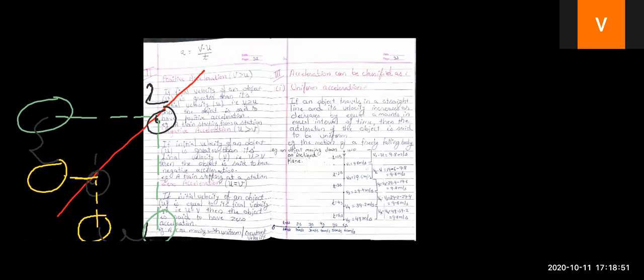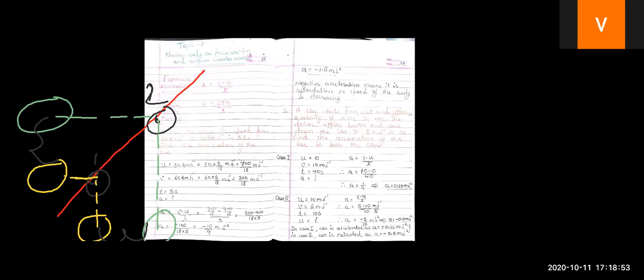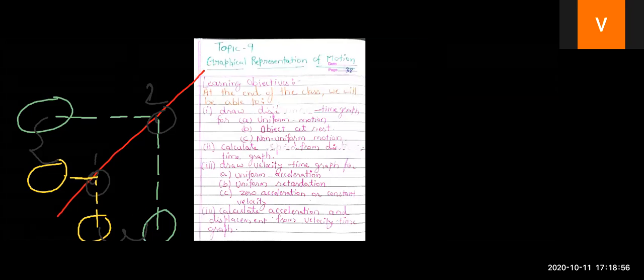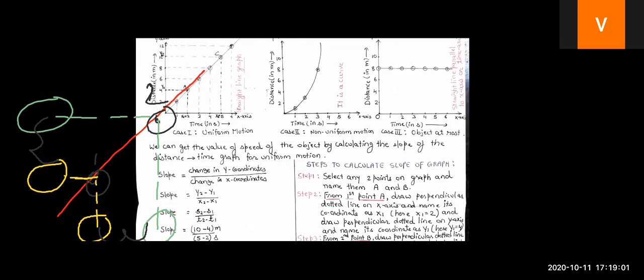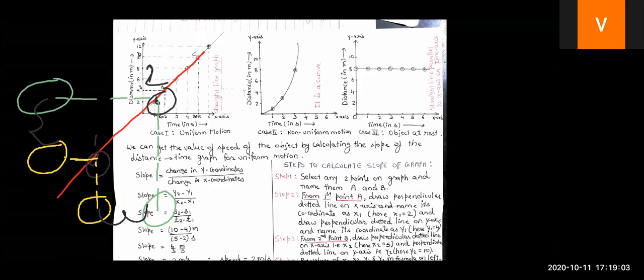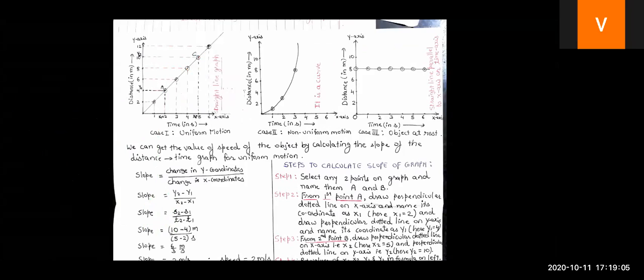So children, here the change in y coordinate is y2 minus y1 and change in x coordinate is x2 minus x1. And if we put the values, we'll get 10 minus 4 because the values are changing from 4 to 10 in y coordinate. So it is 10 minus 4 and on x axis it is changing from 2 to 5. So it is 5 minus 2. So 10 minus 4 is 6, 5 minus 2 is 3, 6 by 3. So the slope is 2.